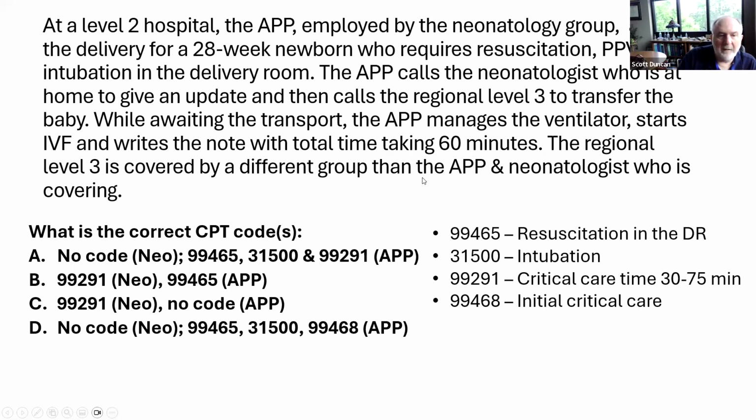I've given you some different opportunities for billing. The delivery that requires positive pressure would be a 465. The Neo gets no code out of this because the Neo did nothing. So I'm going to give you the answer for this one. The Neo did nothing to this at all. So all these codes are going to be from the APP. So they get the critical care code, they get the intubation code, they get the time-based code.